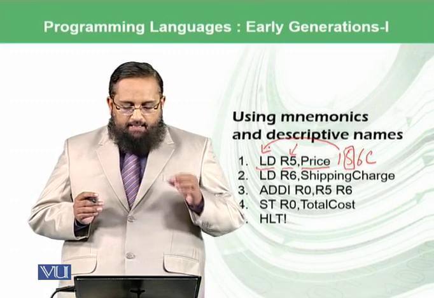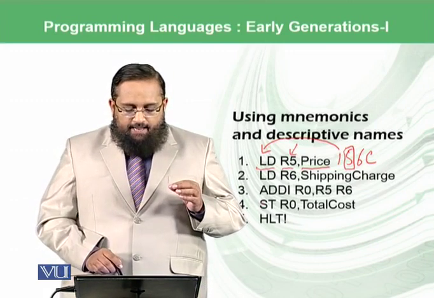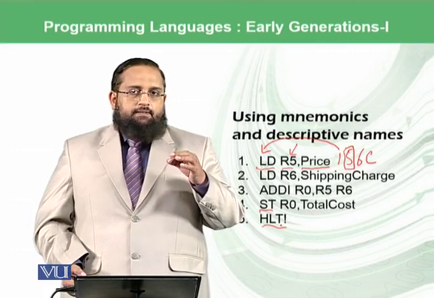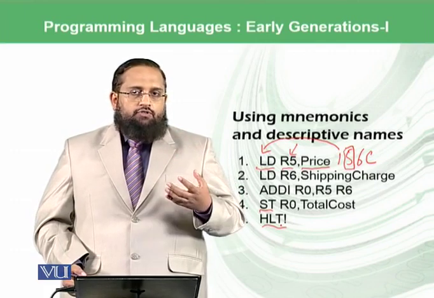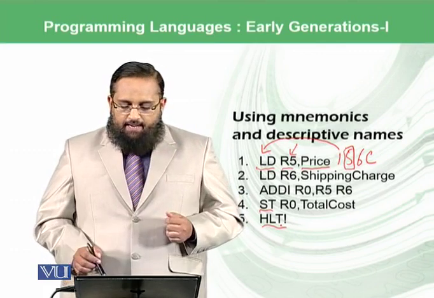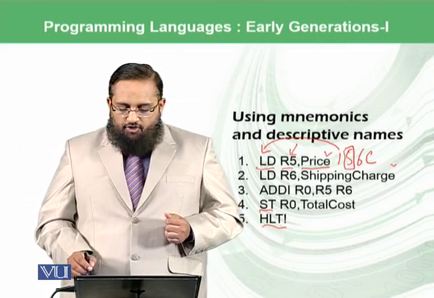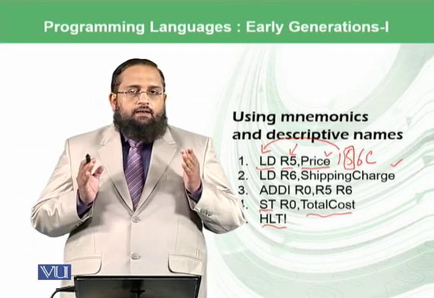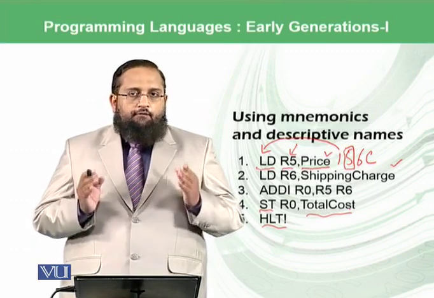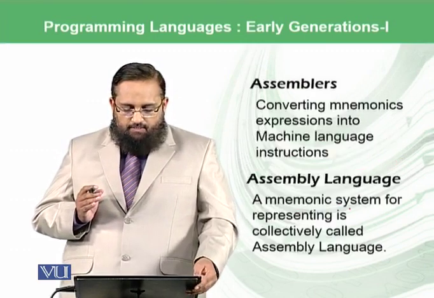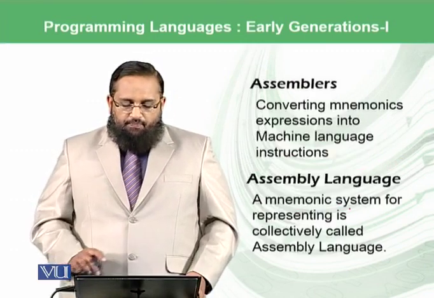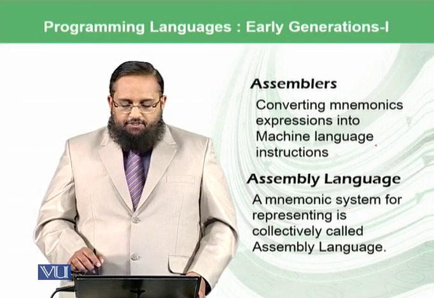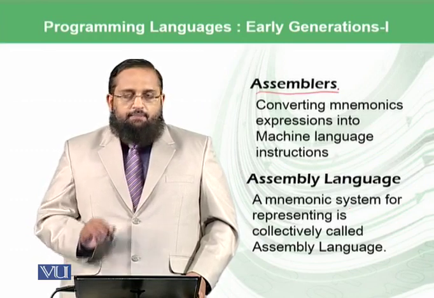So LD, ADD, ST, and halt, these are the mnemonics or symbols that were being used in the next generations. And price, shipping charge, total cost, these are basically the descriptors or the variables. So converting mnemonic expressions into machine language instructions was done using assemblers.